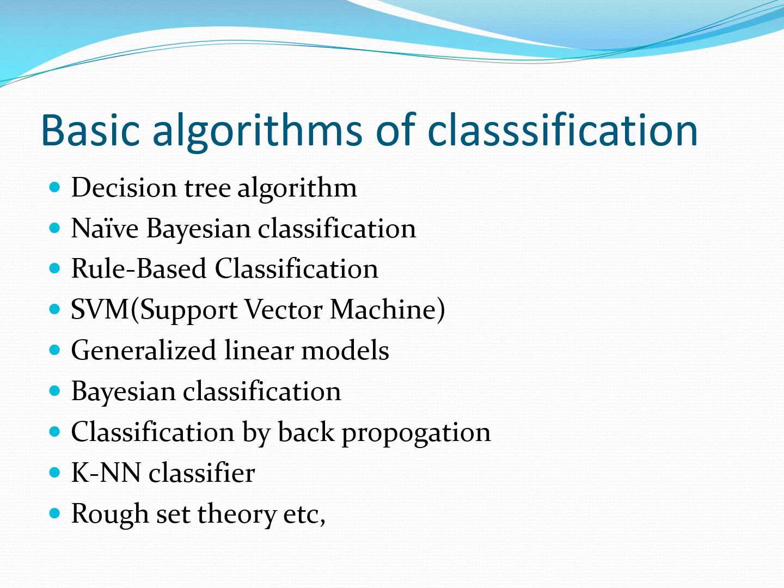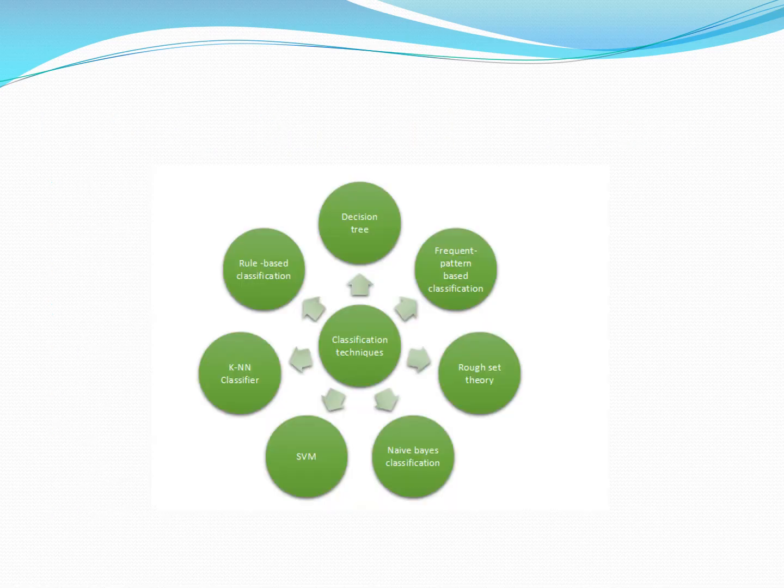Now, basic algorithms for classification: decision tree algorithm, naive Bayesian classification, rule-based classification, SVM support vector machine, generalized linear models, Bayesian classification, classification by backpropagation, KNN classifier, rough set theory, etc. And you can see here the classification techniques.